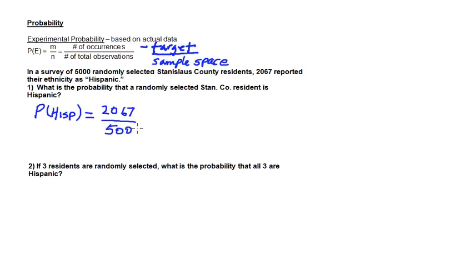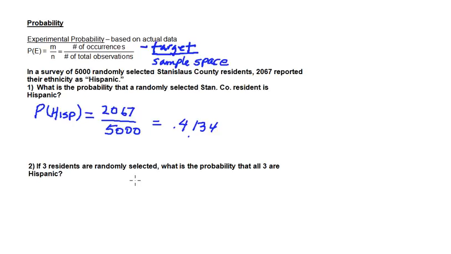This is a simple calculation. We can use the calculator, and we end up with 0.4134, or 4,134/10,000. So we're seeing that a little bit less than half, or 50%, of the population which was surveyed is self-reporting as Hispanic. Once we have this data, we'll use it to make a projection about the rest of the population. So if 3,000 residents are randomly selected, and the implication is that these 3,000 residents are not necessarily from the original 5,000 in the sample, but any residents in the county.